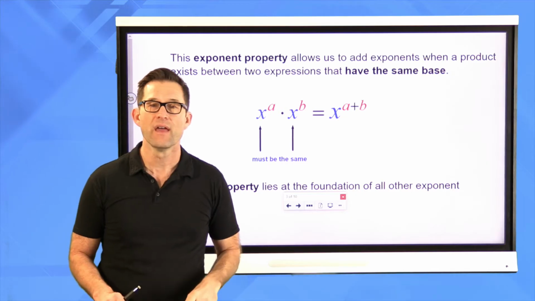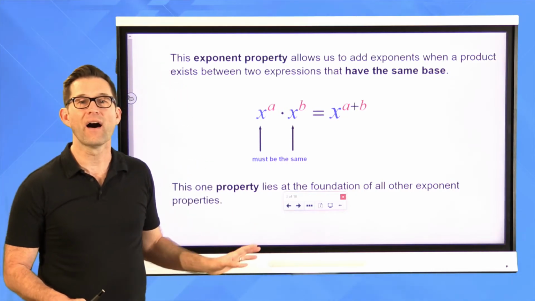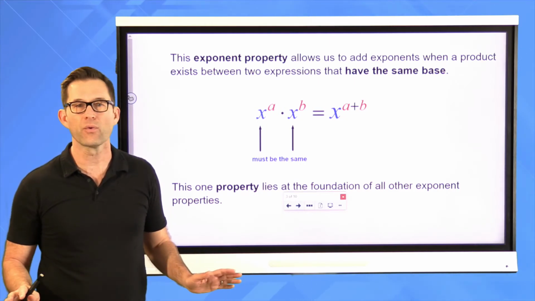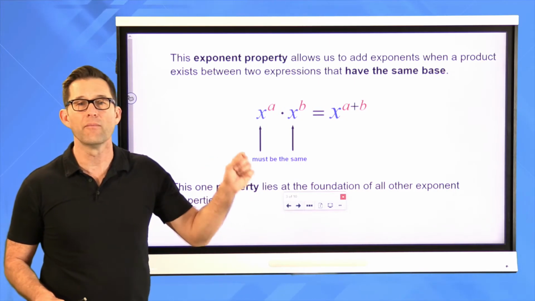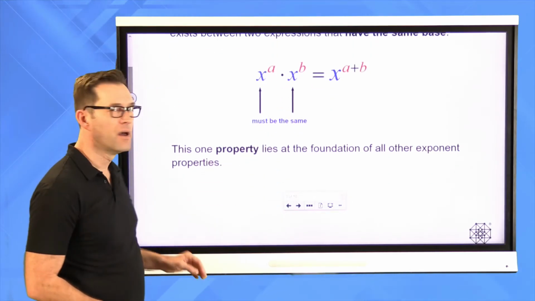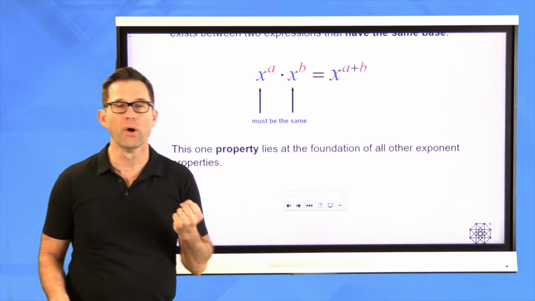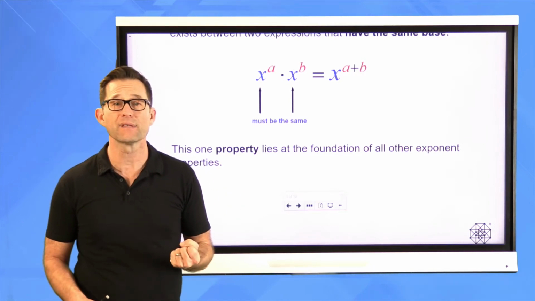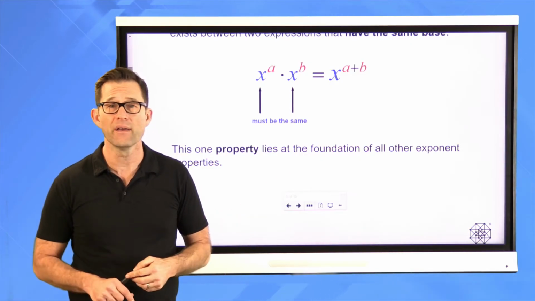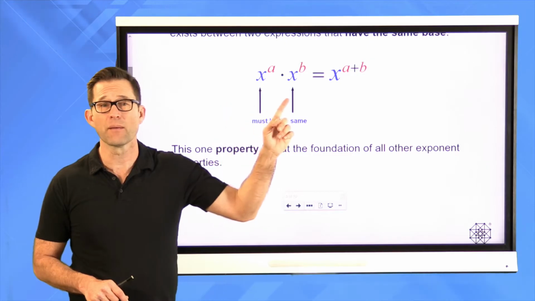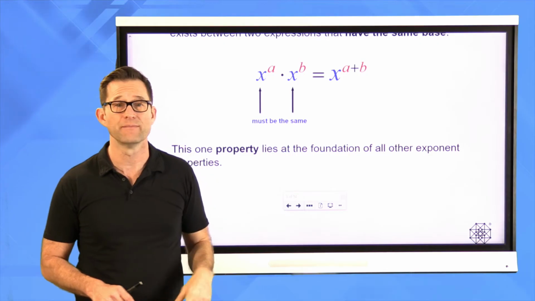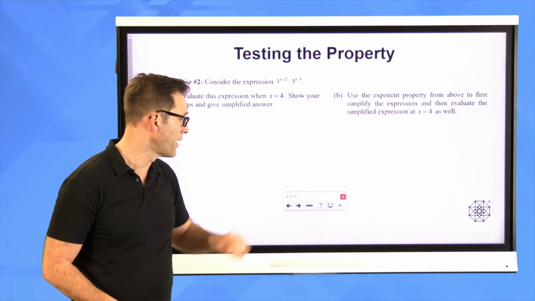This exponent property lies at the foundation of every other exponent property. Every other one is ultimately going to come from this one. So we have to not just have this memorized, we really need to have it in our bones. We need to understand why it is, and it just flows directly from what exponents are, right? I multiply by x a times, then I multiply by x b times, which means I multiplied by x, a plus b times. That's simple. All right, let's keep going.